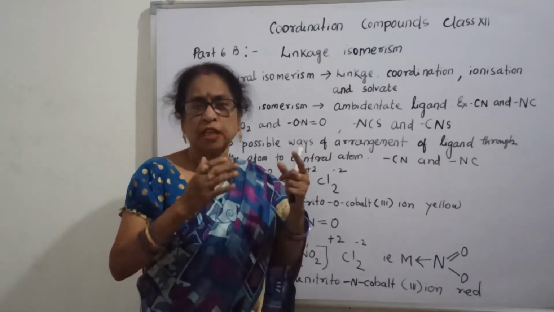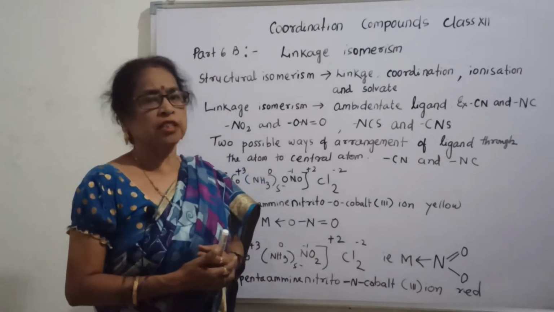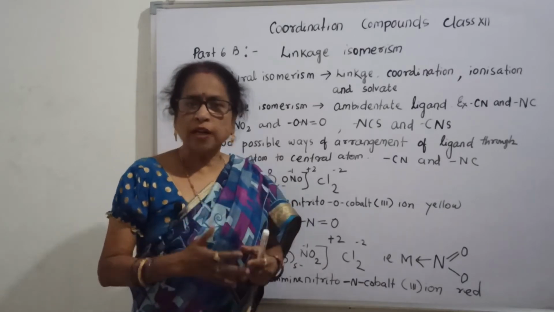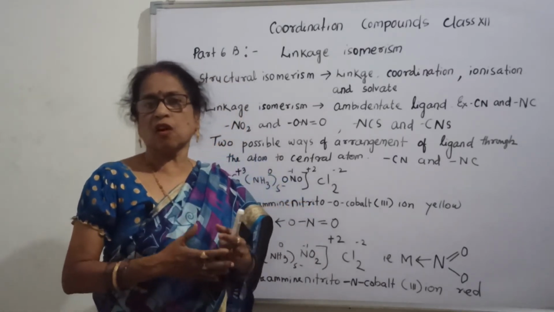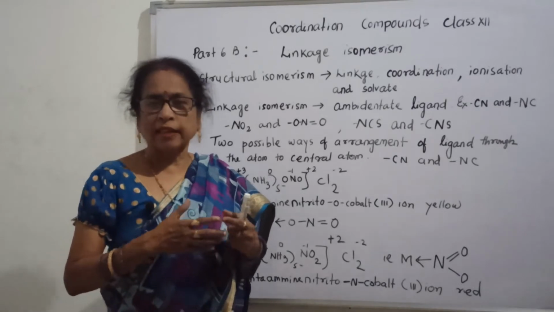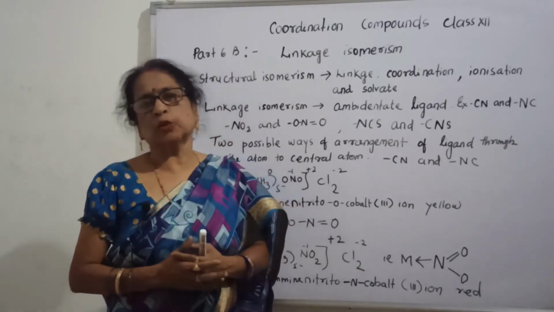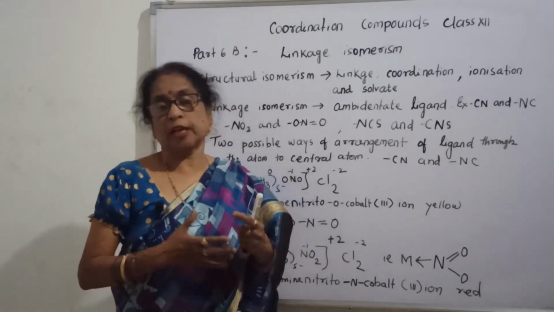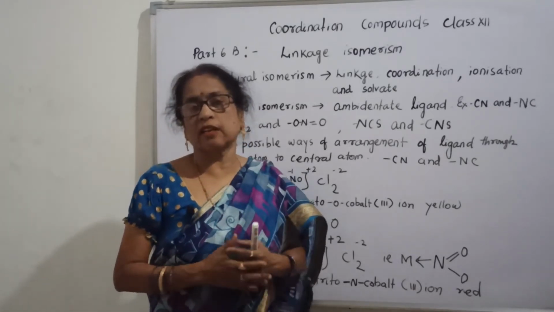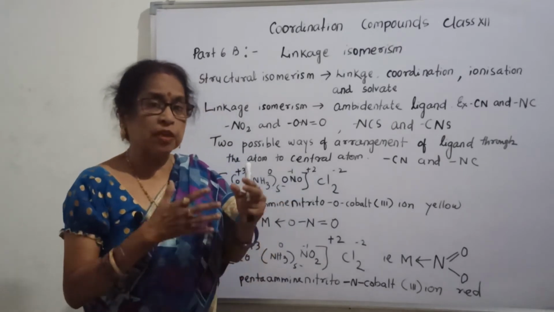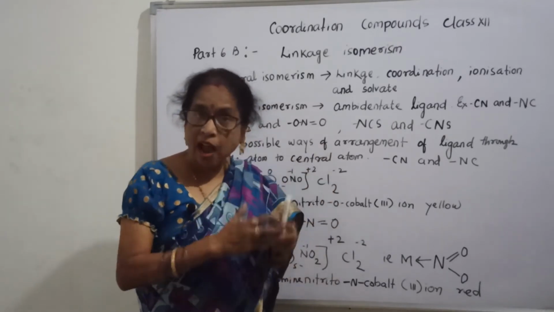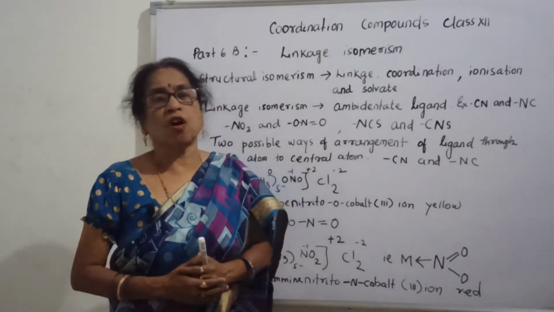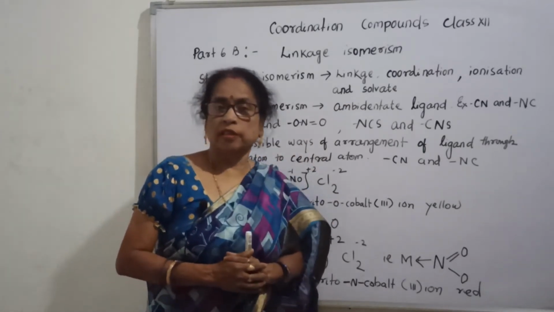Ionization isomerism: the counter ion that is ionizable, that means the anion present in the outer side of the coordination sphere, is called the counter anion. It is easy to see which counter ion is present by the acid radical test. By the acid radical test you can say which anion is present outside the sphere, which is called the counter anion.